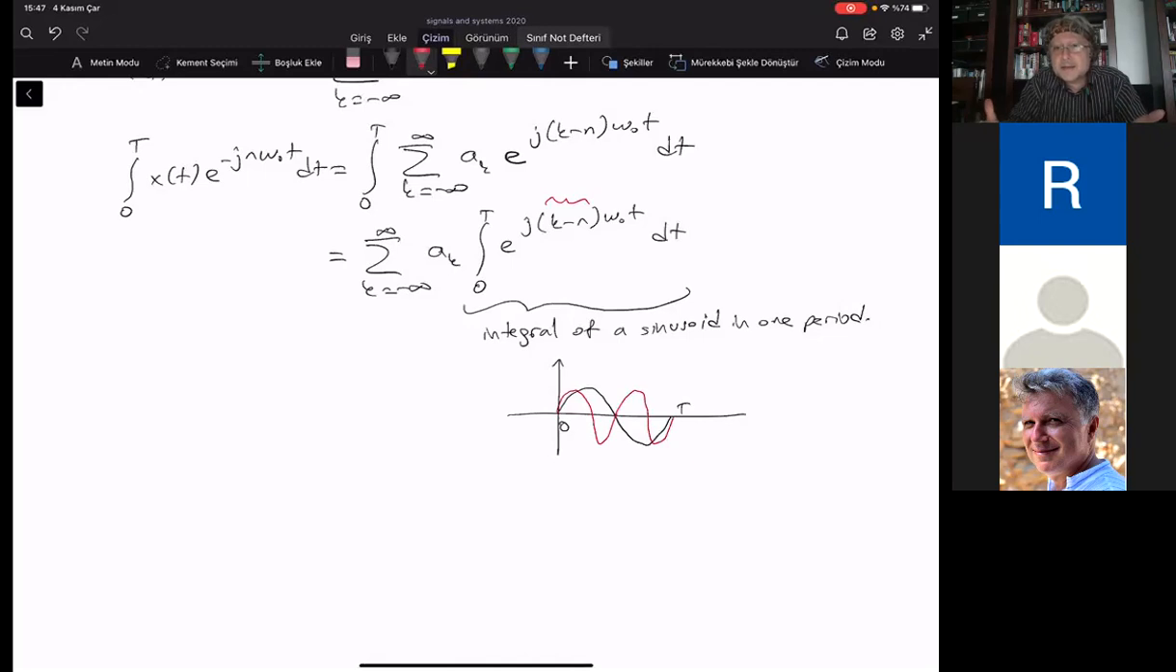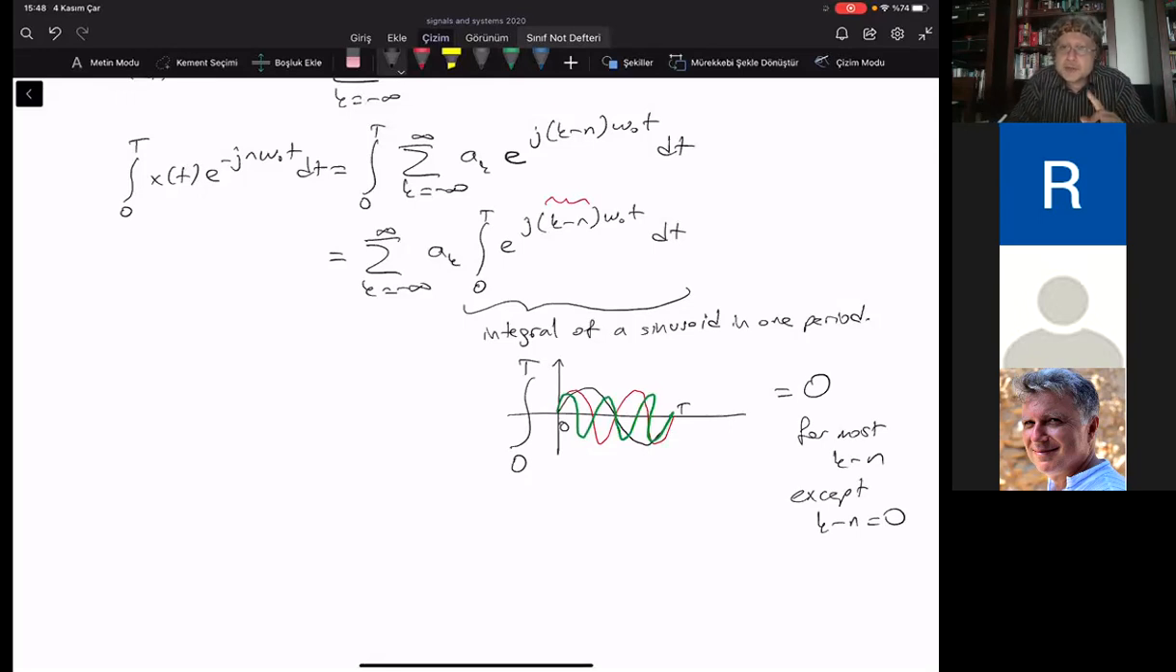So what's the integral of the red function? Again 0. If k minus n is equal to 3, then I will have three oscillations inside capital T, and its integral will still be 0. So whenever k minus n is a nonzero number, the integral from 0 to T of e to the j (k minus n) omega 0 t will give me 0. So this integration will be equal to 0 for almost all k minus n, except when k minus n is equal to 0.